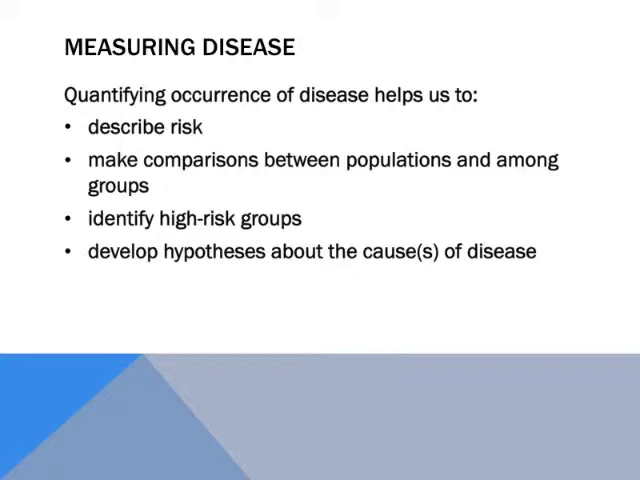Ultimately, these hypotheses may be tested through analytical studies, and if causal factors are found, prevention and control measures may also be identified. Counting cases and comparing their characteristics is the most basic measure of disease frequency and the easiest to compute.